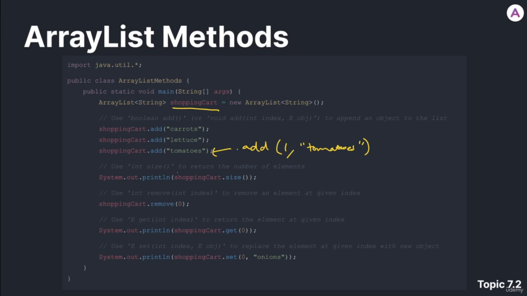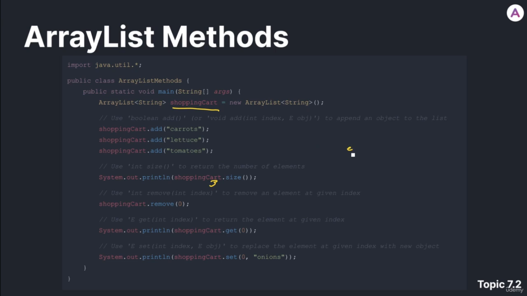Now let's look at the size method of an array list. It's pretty simple. It returns an int and basically returns the number of elements in an array list. So for example, if I do this statement System.out.println(shoppingCart.size()), and it's a method, so we have those pair of parentheses, it's going to return the number of elements inside shopping cart, which would be 3 in this case, since we added carrots, lettuce, and tomatoes.